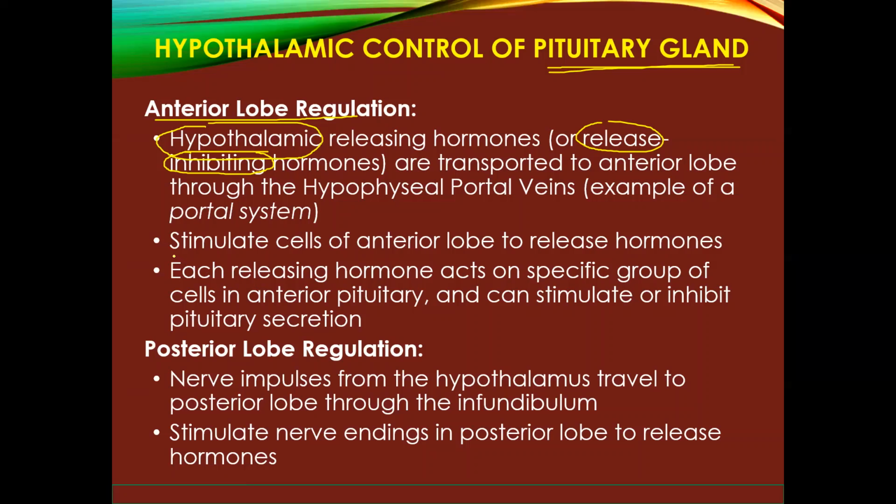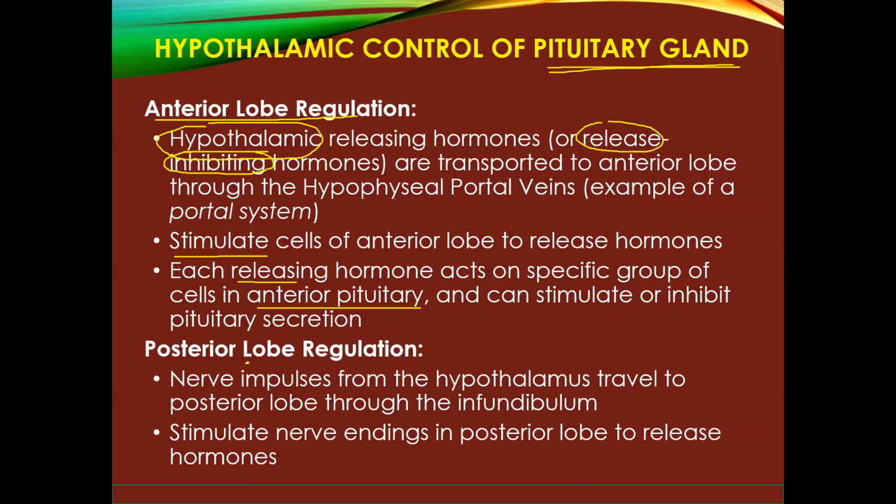So the releasing hormone will stimulate production of hormones, and each releasing hormone will act on specific groups of cells in the anterior pituitary gland. Again, there are about 7 hormones produced by the anterior pituitary gland. They might be controlled by this releasing hormone or inhibiting hormone from the hypothalamus.